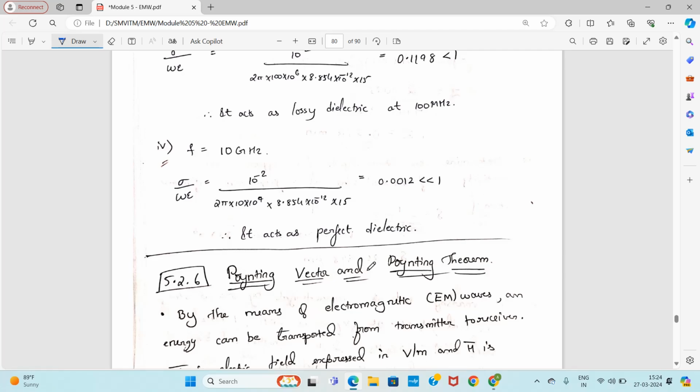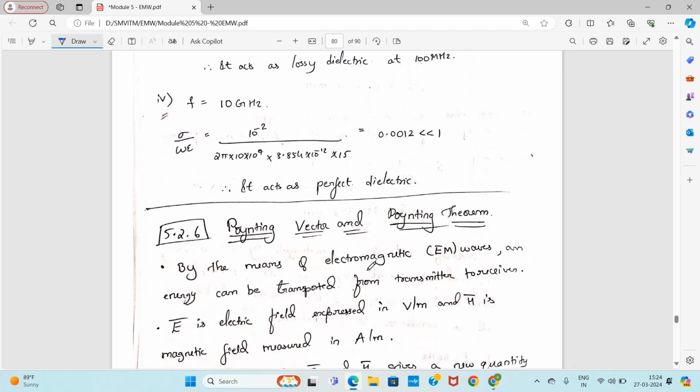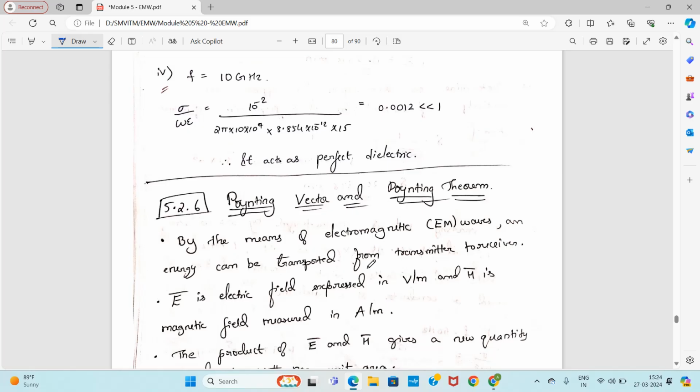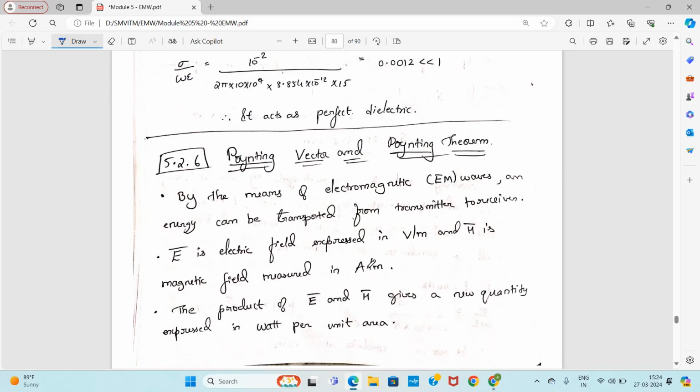Now we are left with only one last topic, that is the Poynting vector and Poynting theorem. This is on power calculation: whatever electromagnetic wave you have, what is going to be the power of that wave. Okay, so we'll do this in the next video.